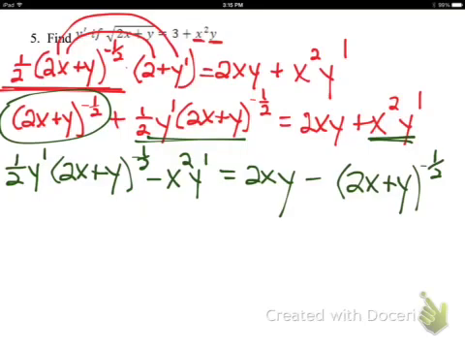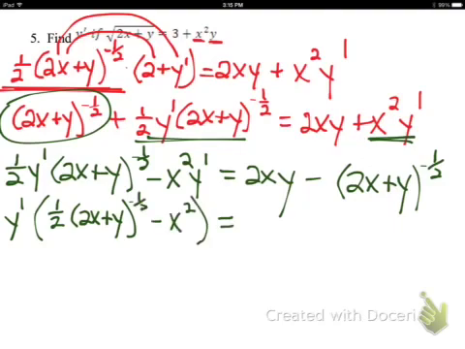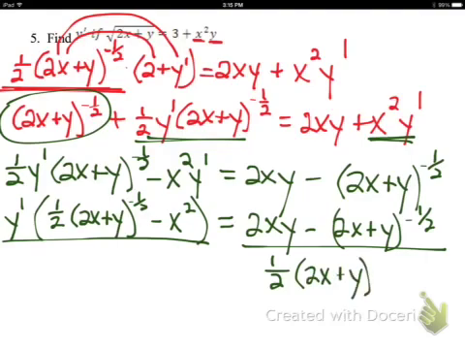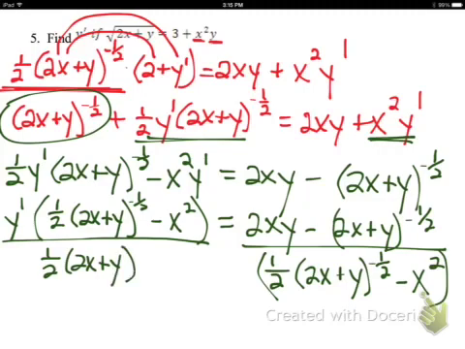And then I can factor out the y prime on the left and divide by what's left. So I'd have 1/2 2x plus y to the negative 1/2 minus x squared equals the right side to the negative 1/2, and then I would just divide by that quantity, so my answer would be this, to the negative 1/2 minus x squared. Okay, once I divide both sides, so I'm dividing, guys, by what's left after I factor out the y prime, and there's y prime.